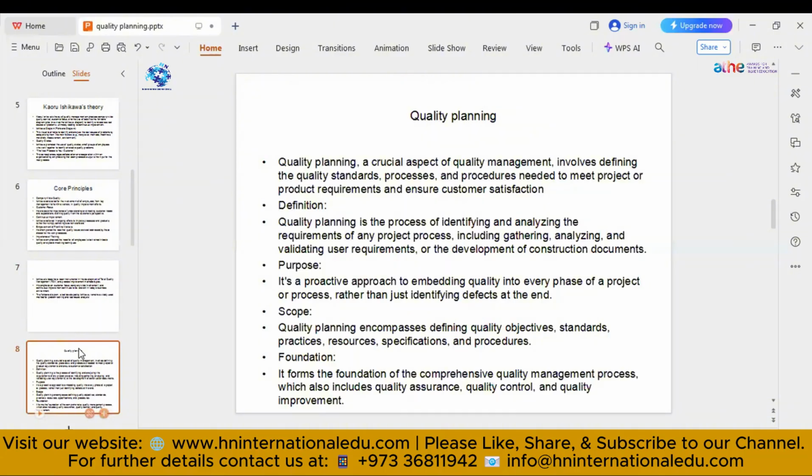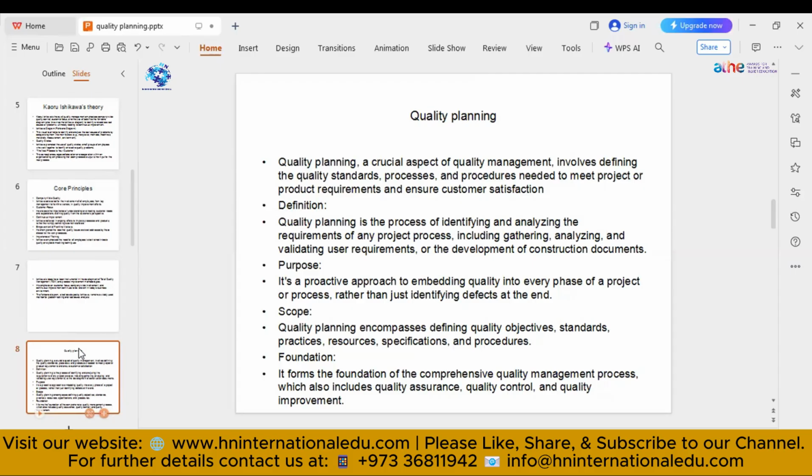Now, what is the definition of quality planning? Quality planning is the process of identifying and analyzing the requirements of any project process, including gathering, analyzing, and validating user requirements or the development of construction documents. As we have discussed, it is all about the user requirements. Who are users?